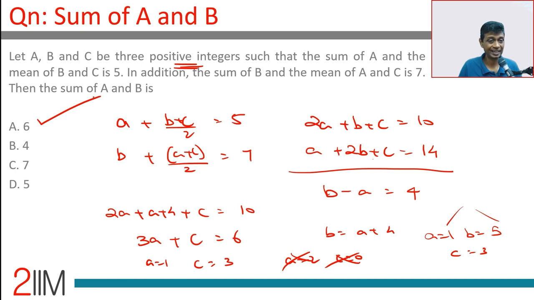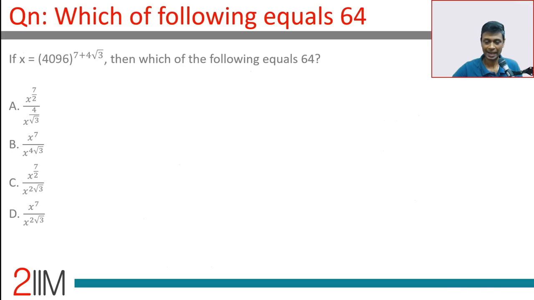That positive integers term is given in order for us to crack this funda. Then don't do this algebraically. Think about it. Pause and then figure it out. X equals 4096 to the power 7 plus 4 root 3.